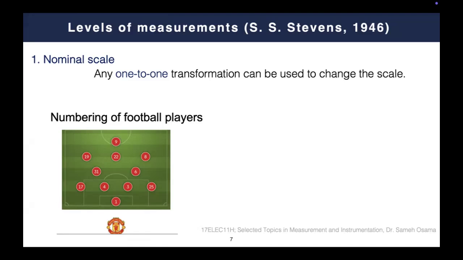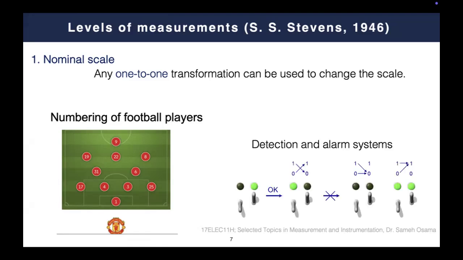Simply, the restriction is it is forbidden to have 2 players wearing the same number. So choose whatever number you want, but we shouldn't observe 2 numbers with the same value. This is what we call a nominal scale.